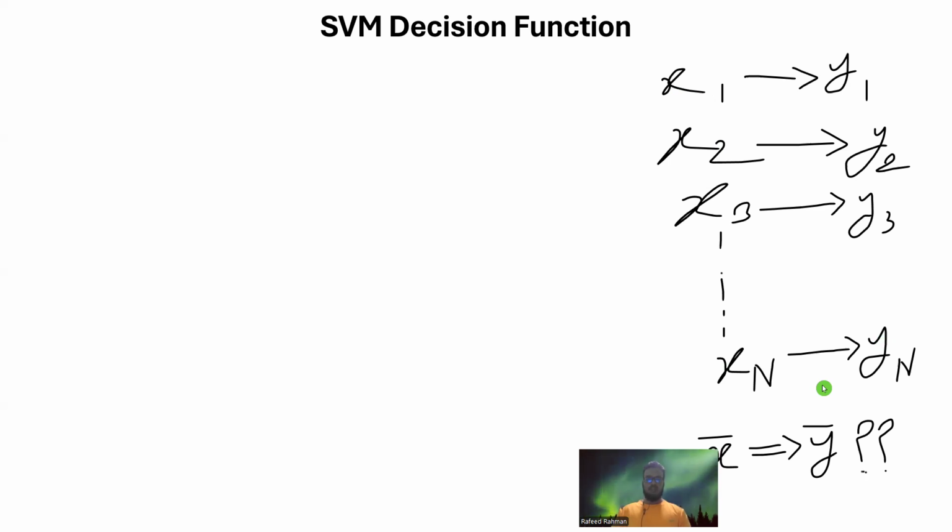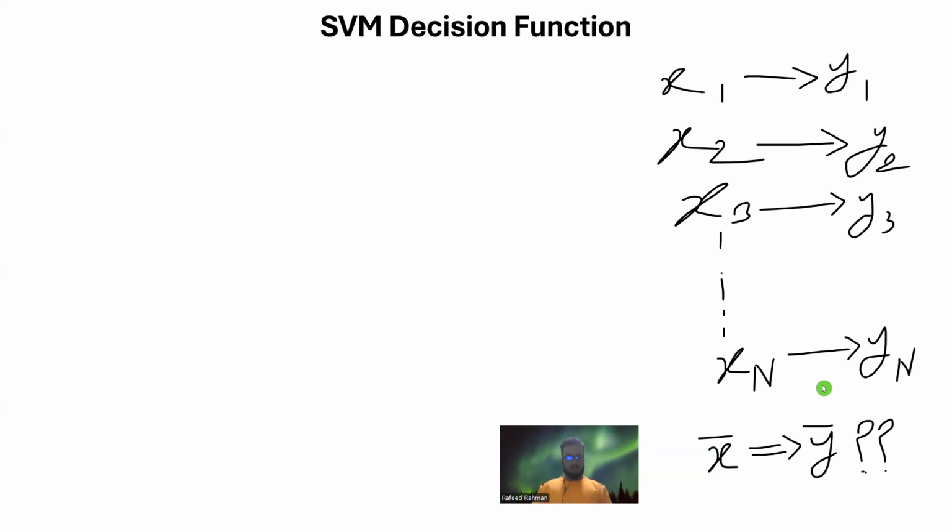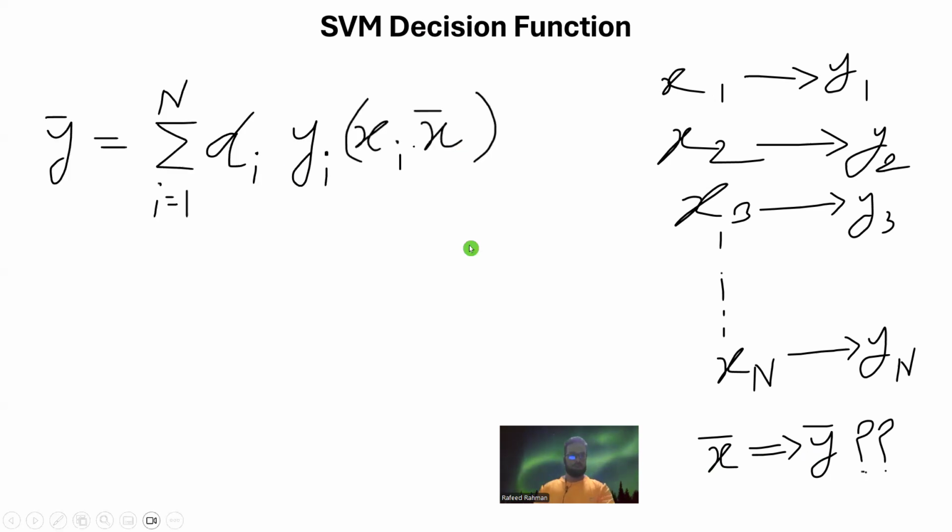Now, obviously, at the end of the day, with a supervised learning algorithm or a model, you want to actually be able to predict this. So for any test sample x bar, you want to predict its ground truth, its output y bar, right? So you want to make a prediction. So what is the prediction function or decision function for SVM? It looks something like this.